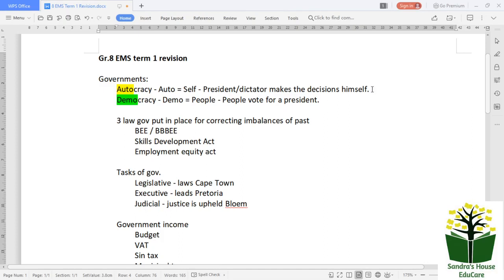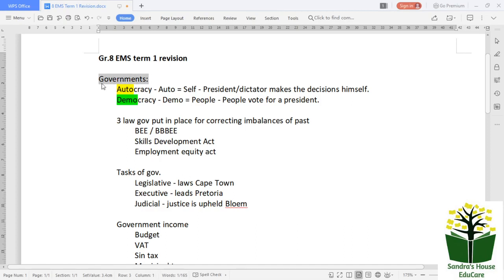There are some autocratic governments. One of the most noteworthy is North Korea. A lot of other countries in the world are democratic. We still have some autocratic systems in parts of Africa and South America as well.